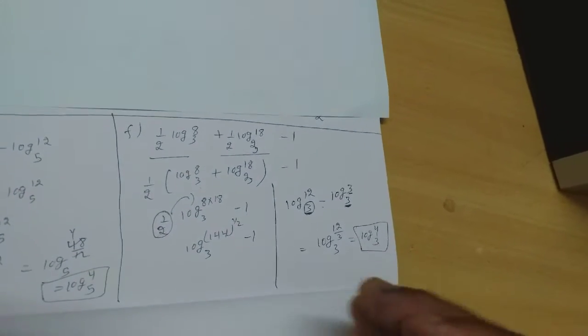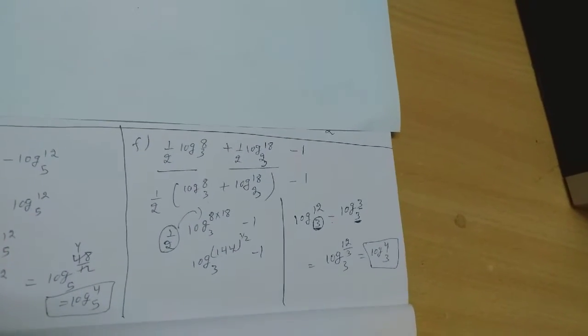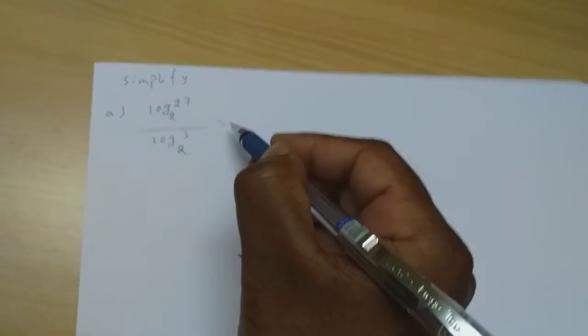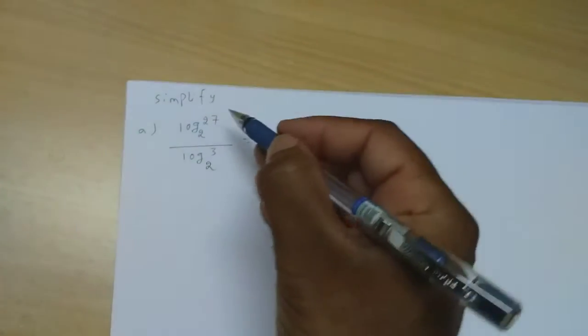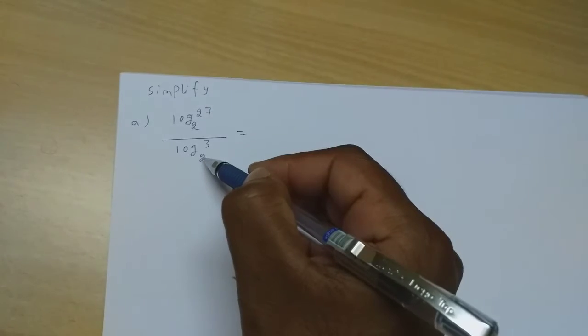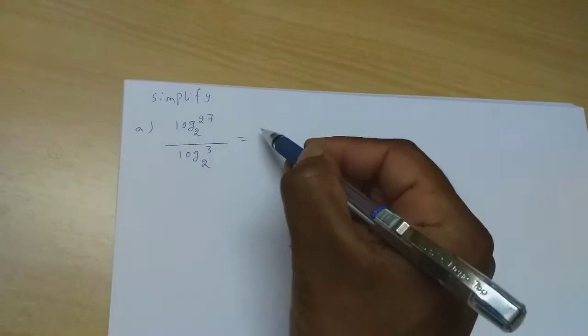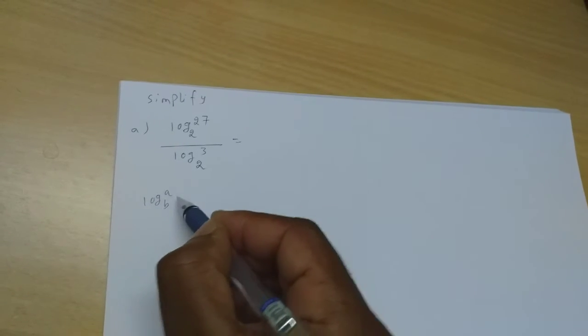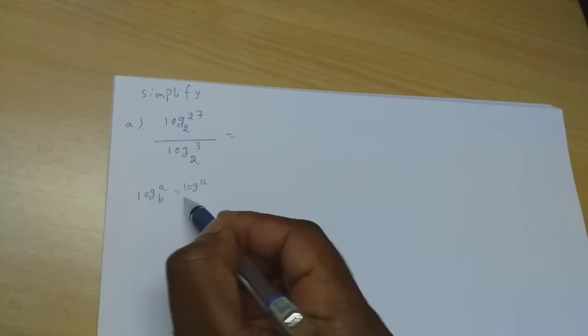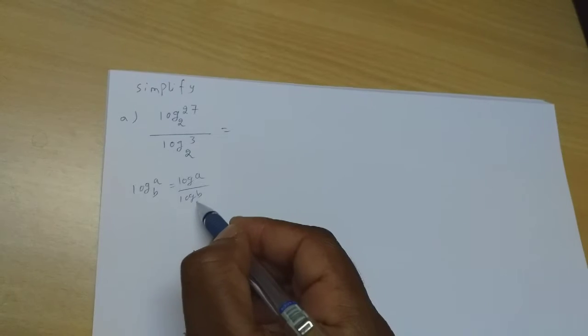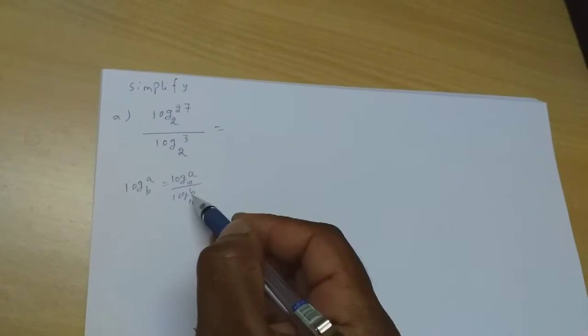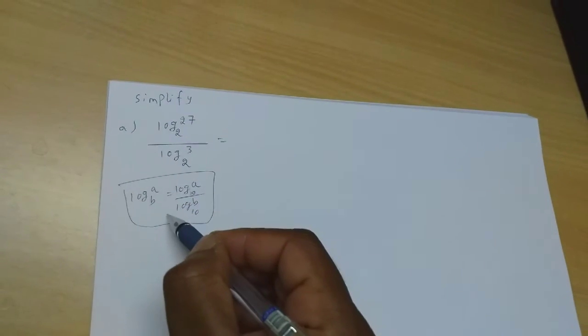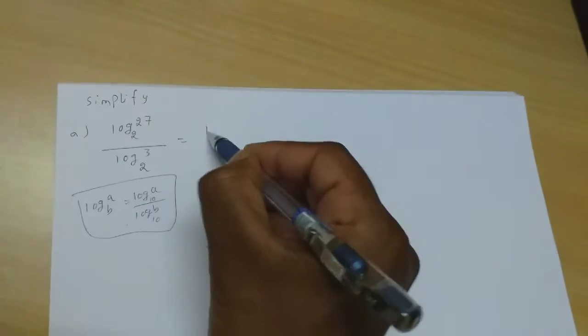Am I clear? We are learning how to use the logarithm formulae. Look at the next sum. It's saying simplify this over this. Looking at this, I can't do anything. But long back, I told you this formula: log a base b, I can write as log a by log b with a common base 10. Remember this formula, apply the same thing to this.